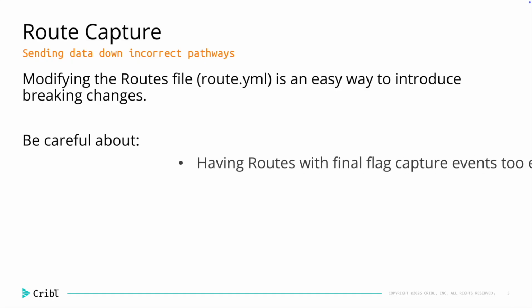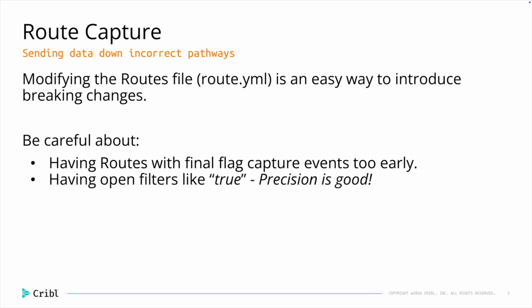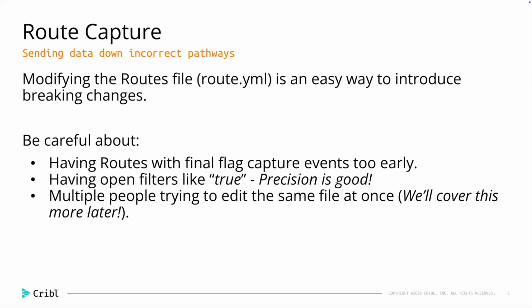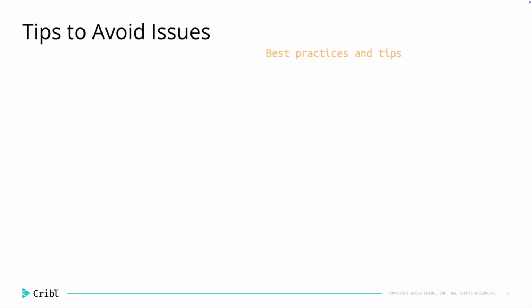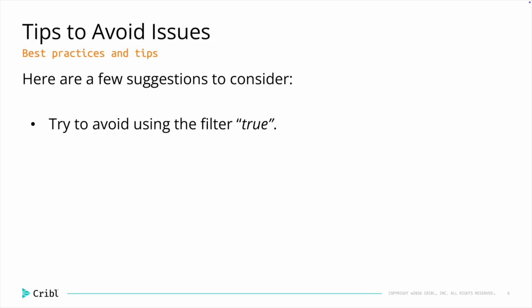Some common gotchas we see are having routes with the final flag capture events too early. So if the final flag is turned on, the following routes will not be traversed. Having open filters like true that catch all data. Precision is a good thing here, so having a filter expression tailored to the expected data is a good practice. And then lastly, more people trying to edit the same file at once. We'll cover this a little bit more later, but working with your peers and ensuring any changes in route settings aren't contradicting behavior.